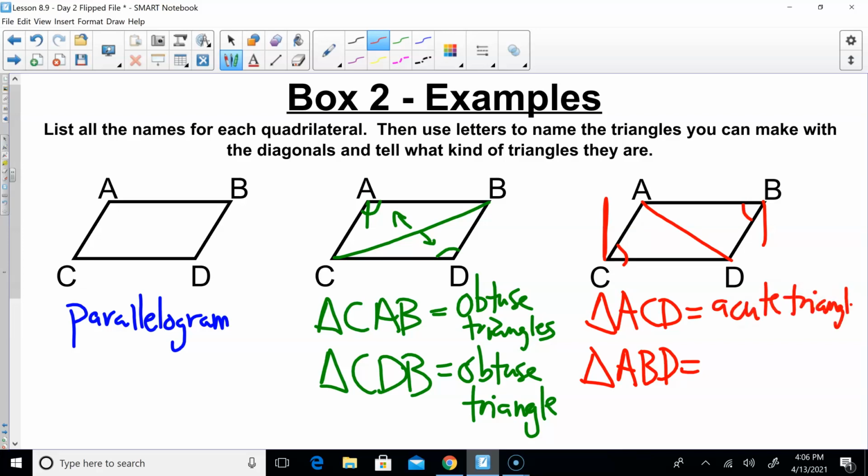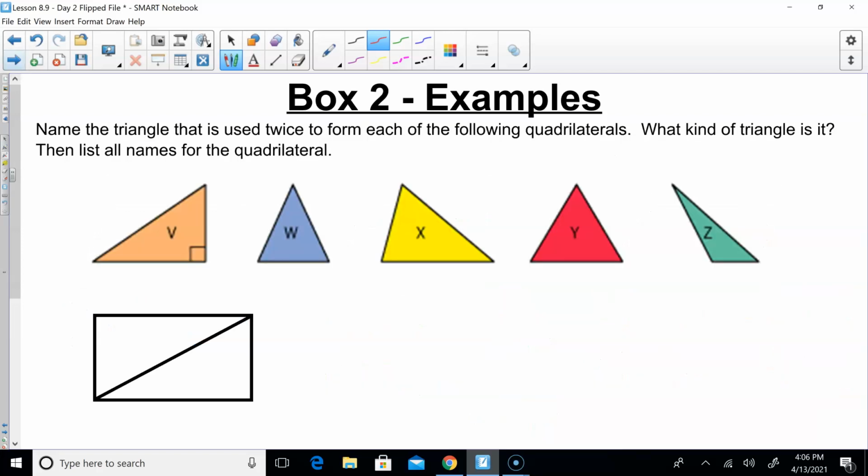So hopefully when you've been doing this, something might be like, hey, wait a second, I'm starting to realize that if I have an obtuse one way, it seems like I always have an acute the other way. And if I have an acute one way, I have an obtuse the other way. So maybe that holds true for a lot of these shapes. We'll find out. And right now, as we did yesterday, we're trying to figure out what triangle could be used twice to form this quadrilateral.